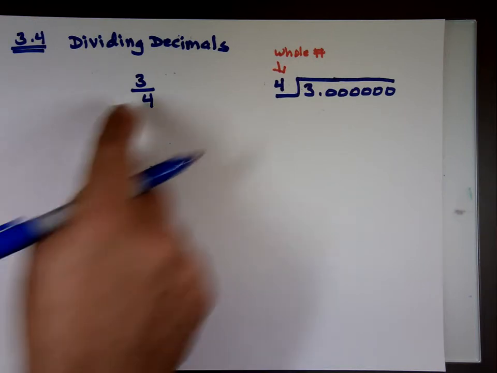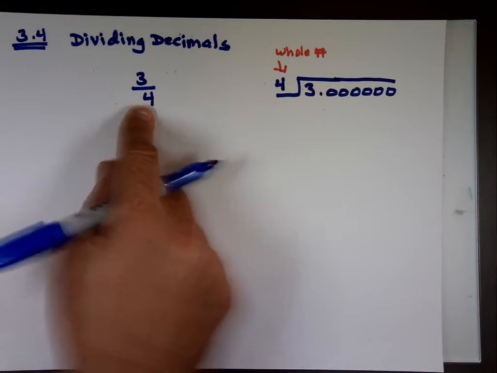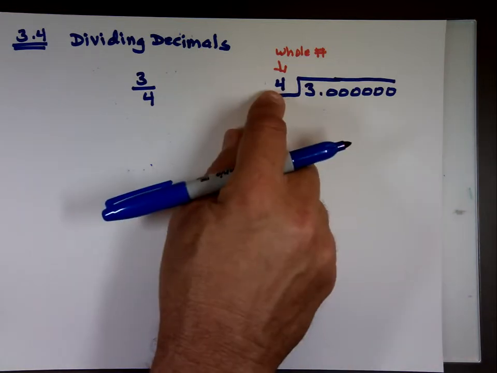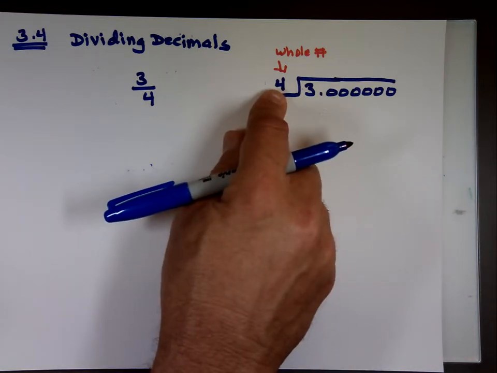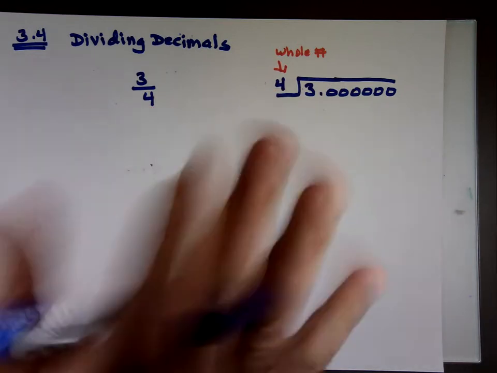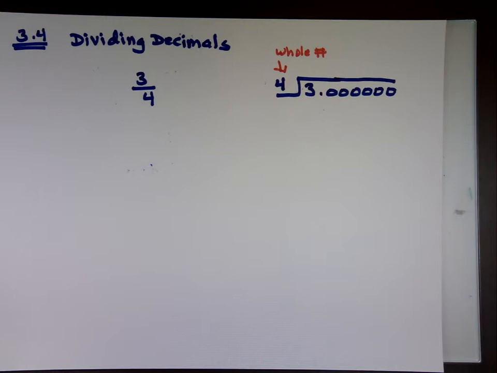So when you have a number, 3 divided by 4, you can add as many zeros as you want. You have infinite supplies of zeros. Again, the key is making sure that number is a whole number. That is the denominator. Correct. That number has to be a whole number. If it's a 5.1, we're going to take care of it. You'll see that in a minute.